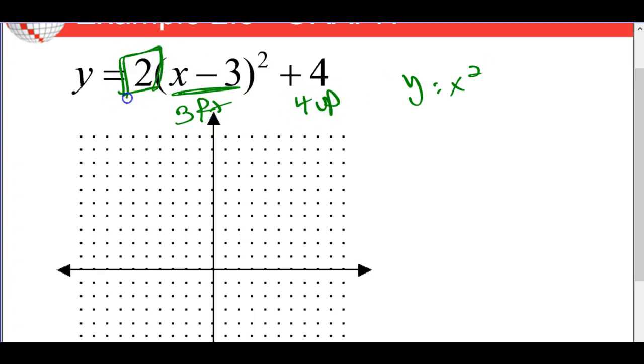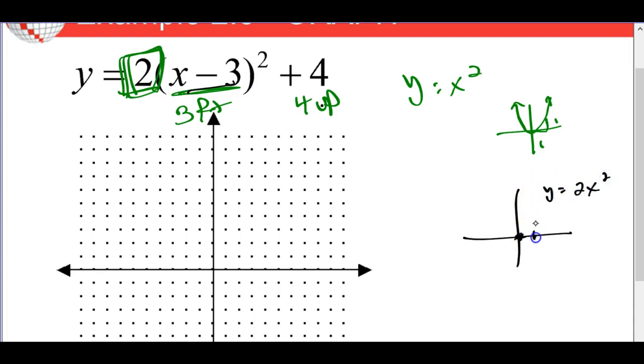and I'm going to talk to you about this. It's called a vertical stretch. It's kind of like a rubber band. So instead of it going over 1 up 1, which I normally do, this has a vertical stretch of 2. So it's going to start here. Actually, it doesn't start at the origin because it goes 3 right and 4 up. I'll talk to you about it in a minute. But the vertical stretch, if it says y is equal to 2x squared, you go over 1 and up 2. And that's like that rubber band that's stretching it forward. So over 1, up 2.